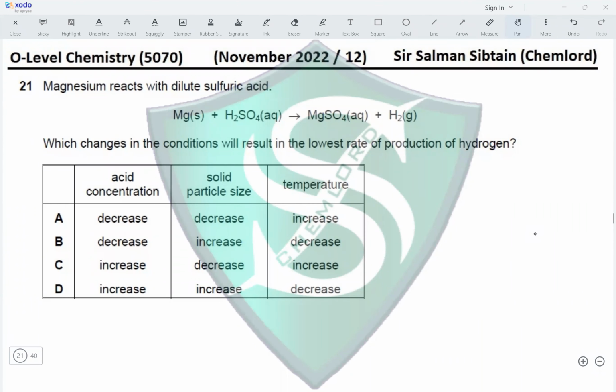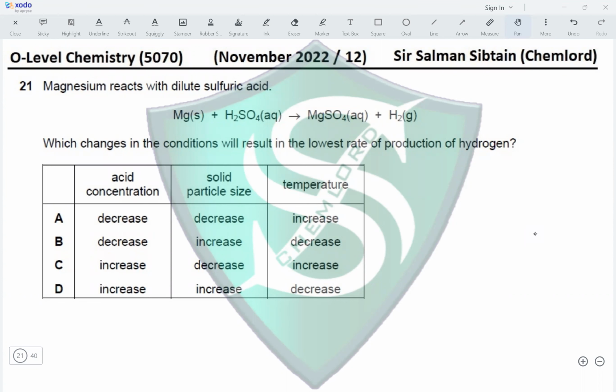Hi guys, this is O level chemistry, paper 12, November 2022, question 21. Magnesium reacts with dilute sulfuric acid. Reaction is shown. Which changes in the condition will result in the lowest rate of production of hydrogen?